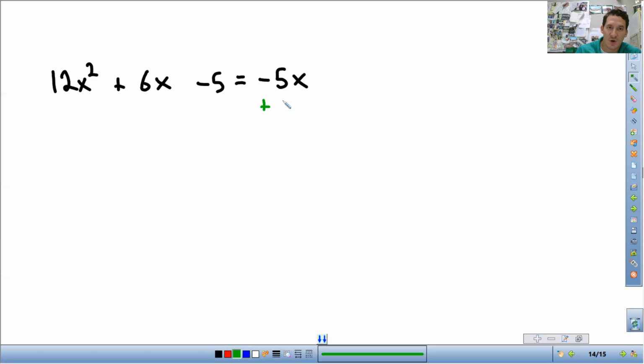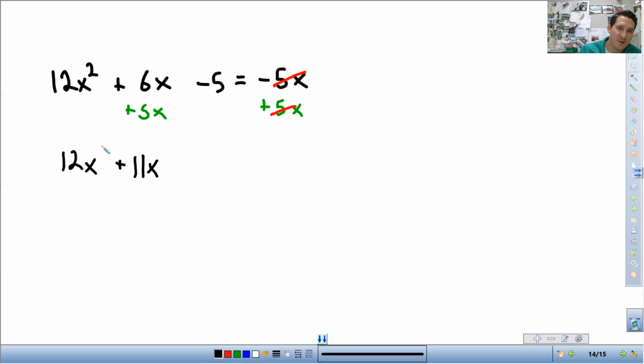So I'm going to start off by adding 5x to both sides. Make sure you add it to its like term on the other side. All right. So the 5x minus 5x plus 5x cancels out here. 6x plus 5x is 11x. All right. And so bring down the rest of the polynomial, and then we are going to factor that.